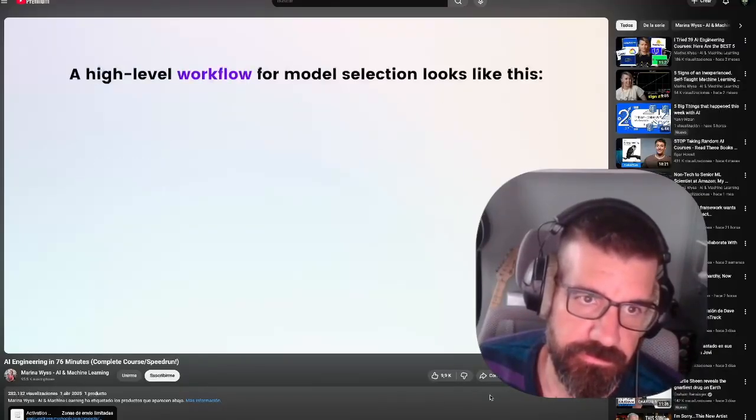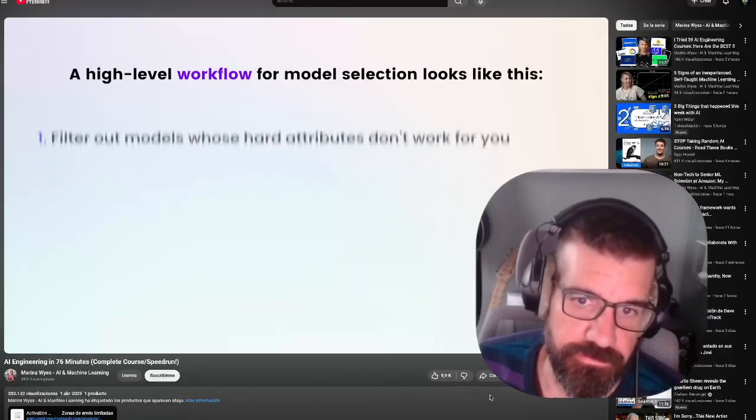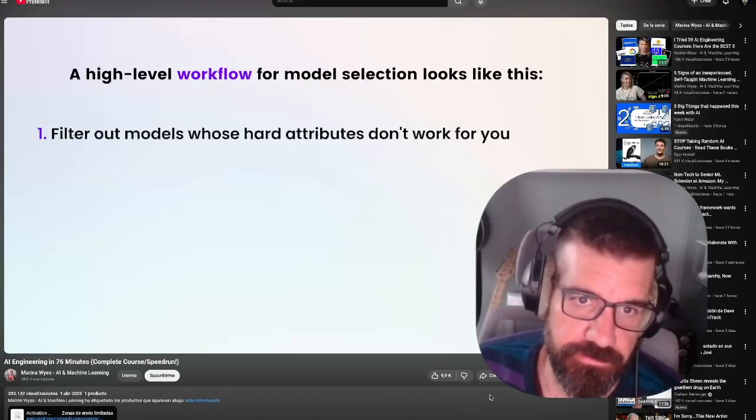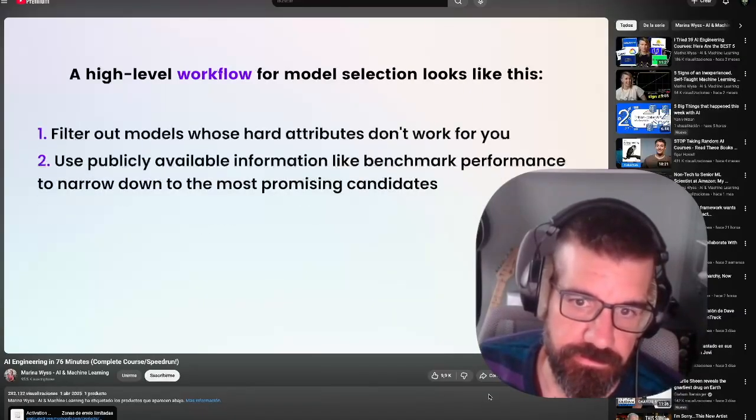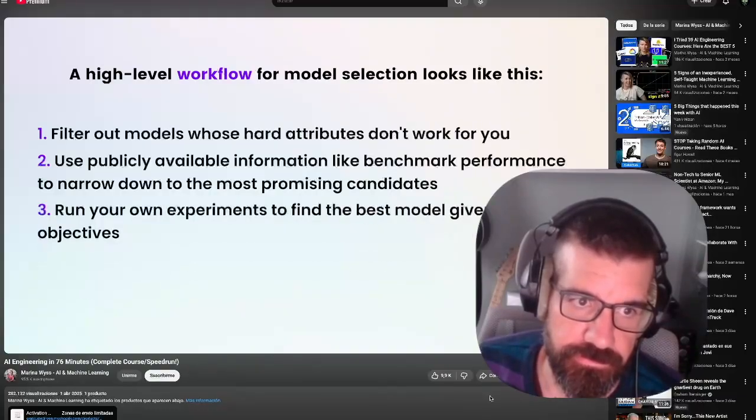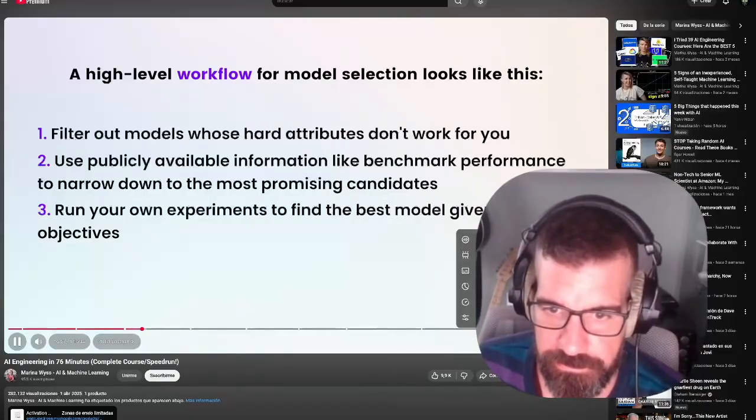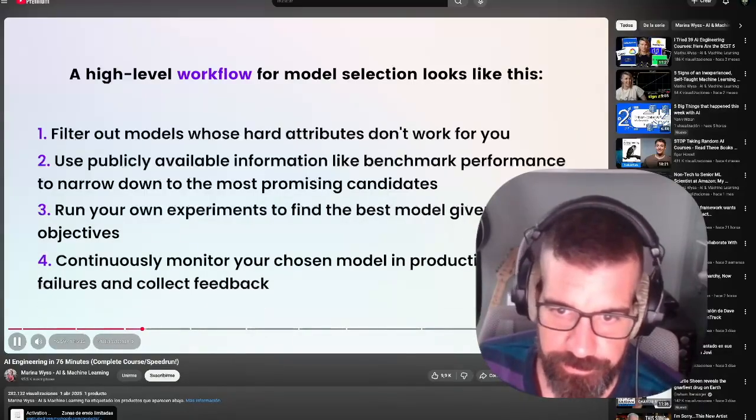These include things like accuracy, toxicity, and factual consistency. A high-level workflow for model selection looks like this. First, filter out models whose hard attributes don't work for you. Second, use publicly available information like benchmark performance to narrow down to the most promising candidates. Third, run your own experiments to find the best model given all of your objectives. Fourth, continually monitor your chosen model in production to detect failures and collect feedback.